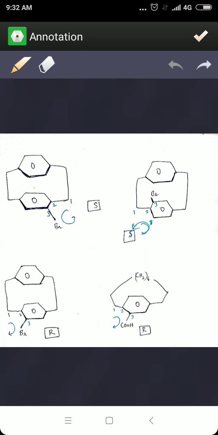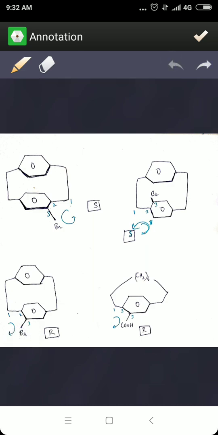Now let us take one more example. So here again it is a similar kind. Here the bromide is substituted on the benzene which is at the bottom. So you're going to take the pilot atom as the non-planar CH2 group, and you're going to start numbering 1, 2, 3, and it is going to be clockwise, and hence you're going to assign it as R.